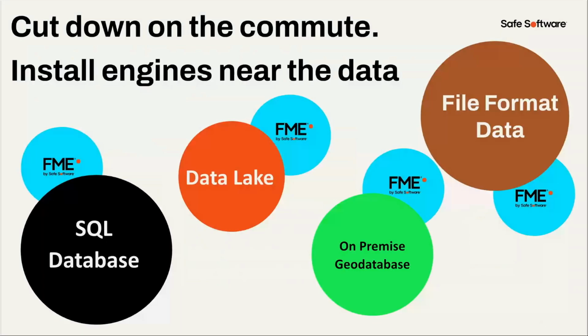And so now we've talked about this a ton, but cutting down on the commute, install all the engines near the data. Why not, when we have remote engines that are so easy to control like this? Just plop down another engine.